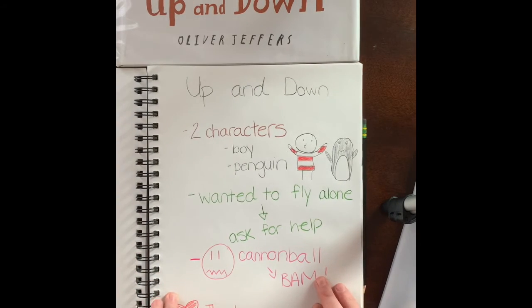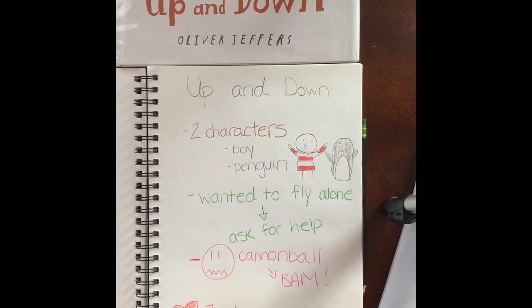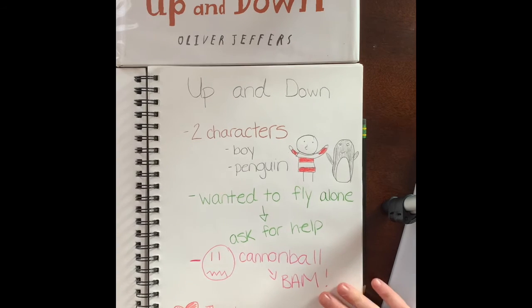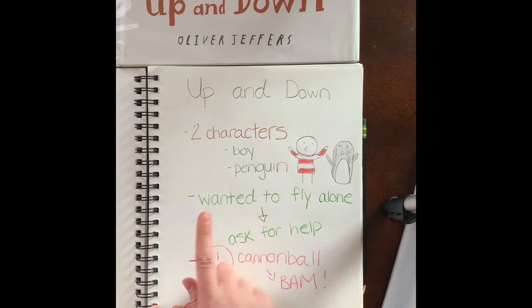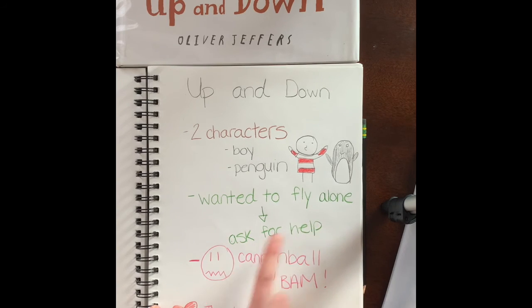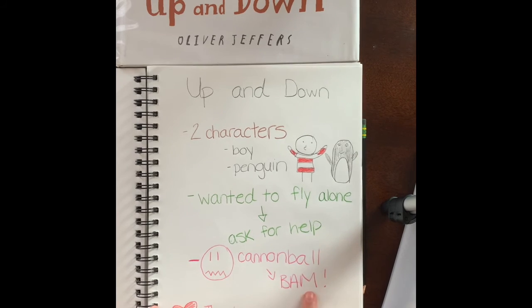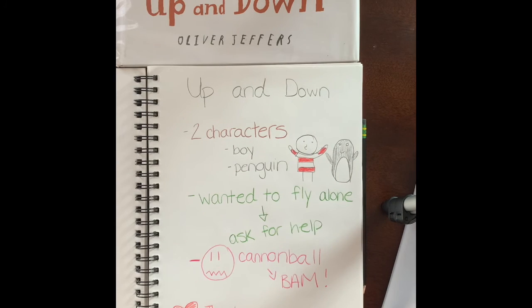So thank you for joining me in this activity with Up and Down. We took notes just to refresh our memory. So when we come back to this, we know what the story was about. How there were two characters, a boy and a penguin. The penguin wanted to fly all alone. So then they both asked for help. But then he was scared, but he was flying as a cannonball. And bam, the boy was there to catch him. So the story was really great, a great story about friendship and how he wanted to try something different, but then his friend was there in the end, even though he wanted to do it alone.